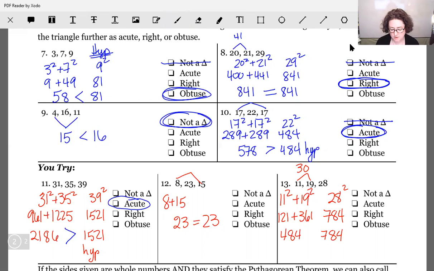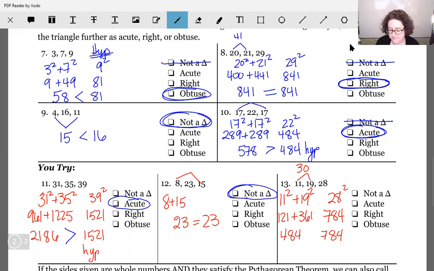In number 12, again, my numbers were out of order. So to test if it makes a triangle, I'll have to add the two smallest values, the 8 and the 15, except those add up to be equal to 23. So we do not have a triangle on this one.